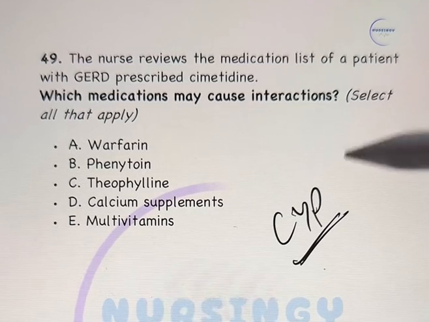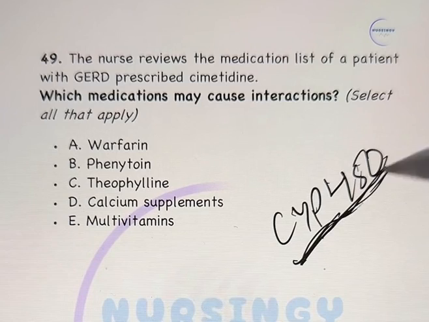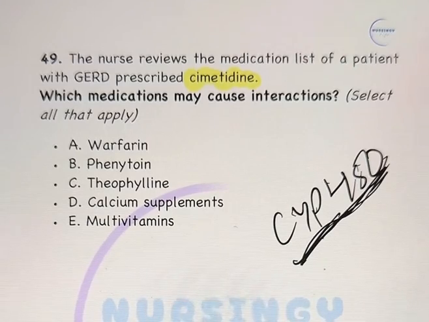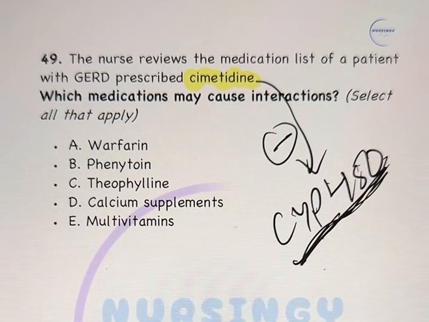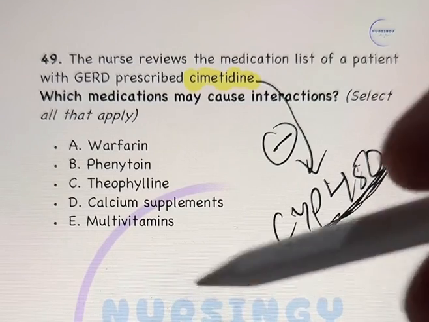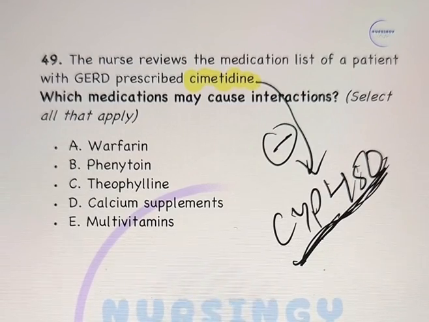CYP enzyme? Yes, JJ. CYP 450 is responsible for metabolizing a number of medications. When we give this medication, cimetidine, it inhibits the action of CYP 450. When this enzyme is less in the body, it increases the accumulation of drug, because there is not enough metabolism of those drugs going on.